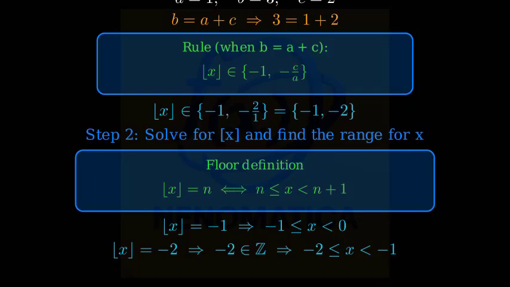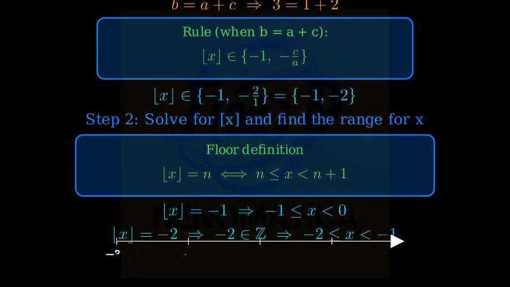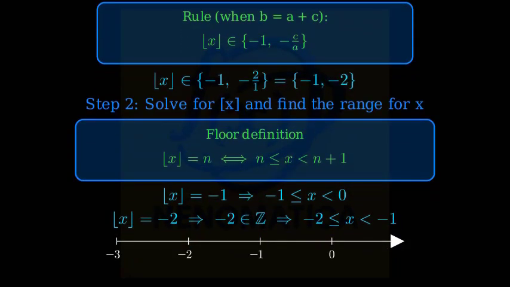Let's visualize both intervals on a number line. We will shade the interval from -2 up to -1, open at -1. Then we shade the interval from -1 up to 0, open at 0. Notice together they form one continuous interval from -2 up to 0, open at 0.